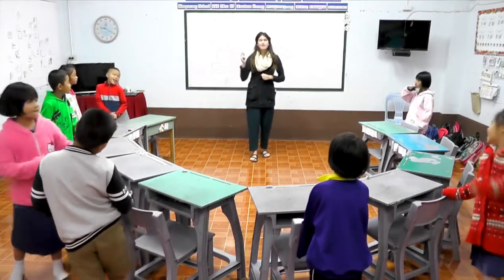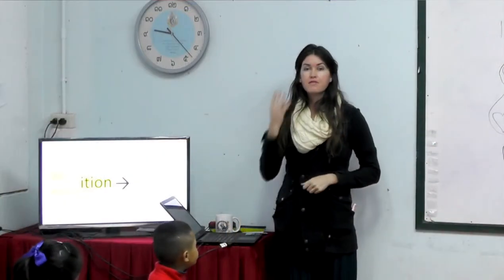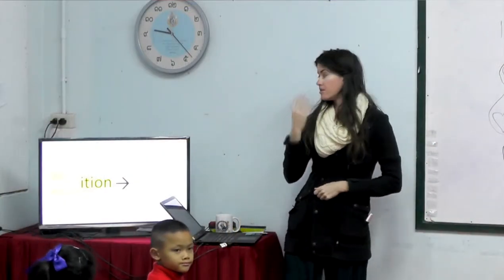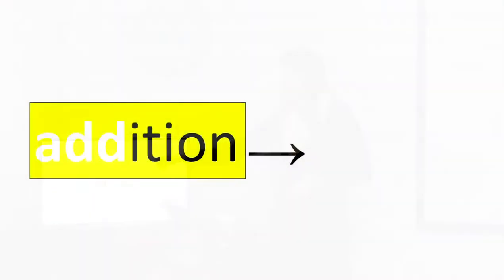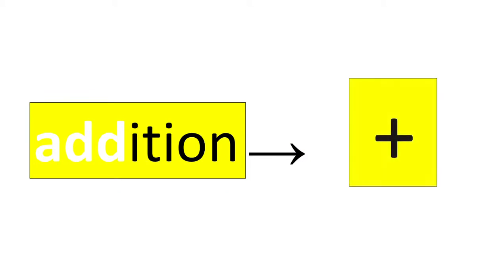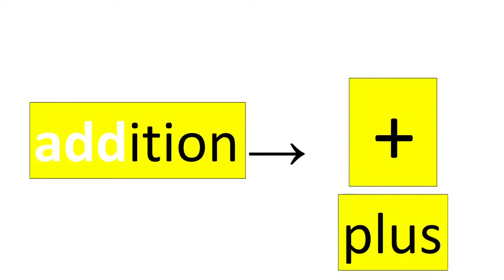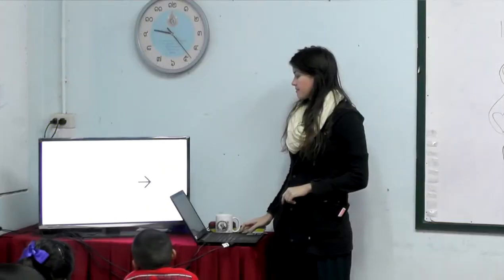Very nice job. Okay, everybody can take a seat. So we have now 4 signs that we can use for math. And we know that when we do addition or plus or put together, we have this sign, our plus sign. So that's how we know when we look at a math problem, if we see this plus sign, that we're going to add.